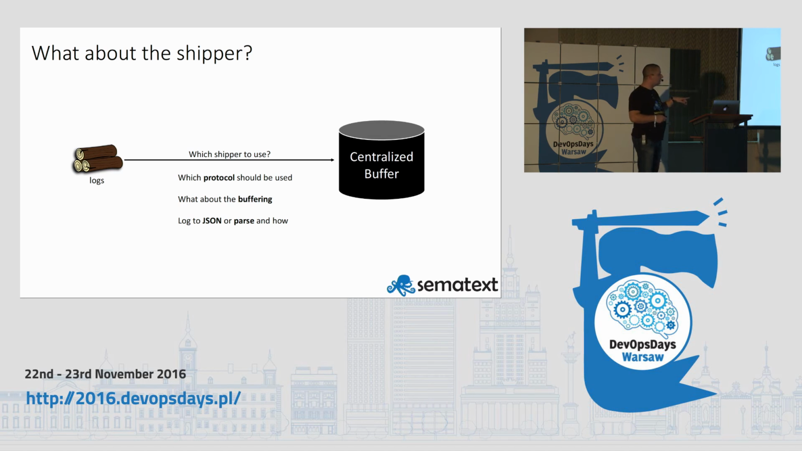And the third question is, should I log in JSON, or should I parse the data? In general, if you can control how your applications are logging, log in JSON. Because that means that if you push the data to Elasticsearch, it doesn't need to be parsed along the way, which means that you will save resources. CPU utilization will go down. If you can't control that, just use Grok or any other tool that can structure your data to JSON so that Elasticsearch will understand it.